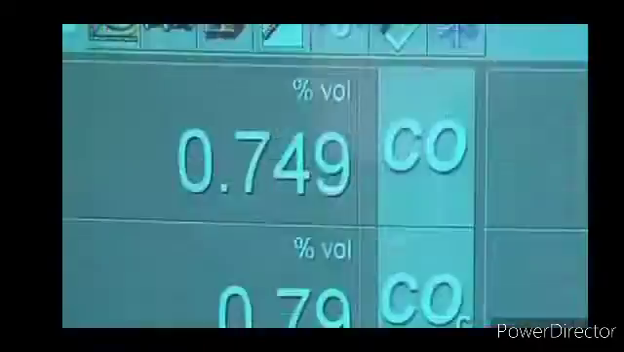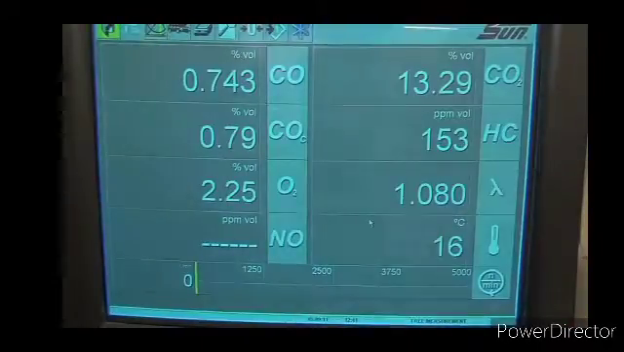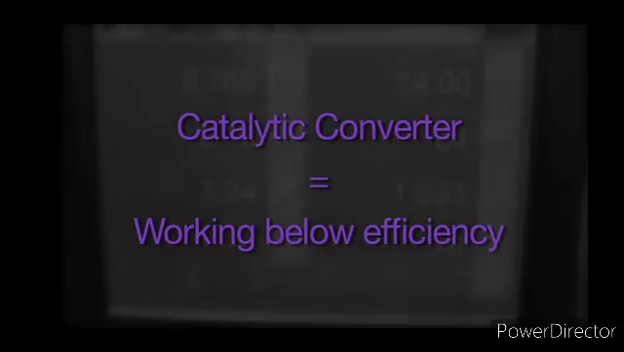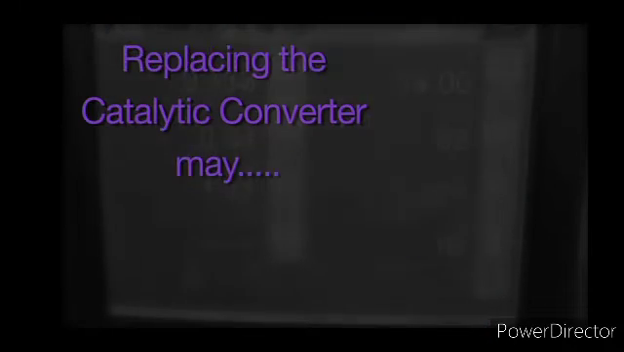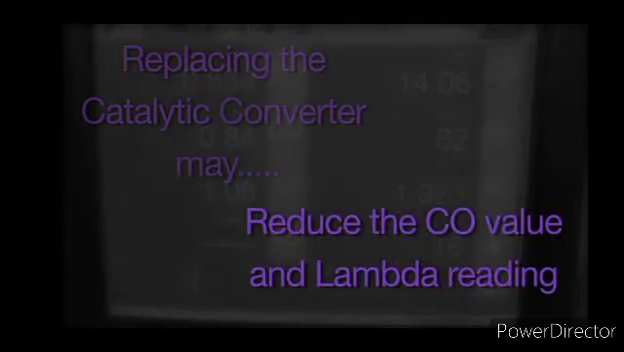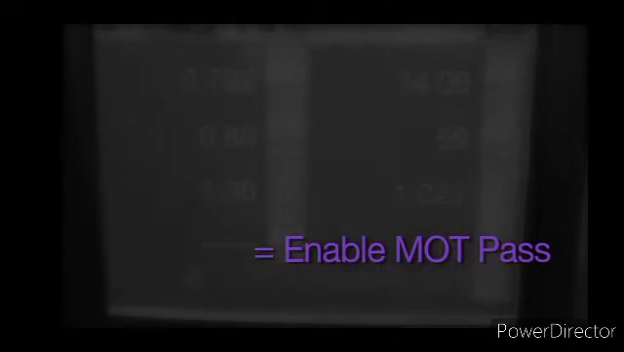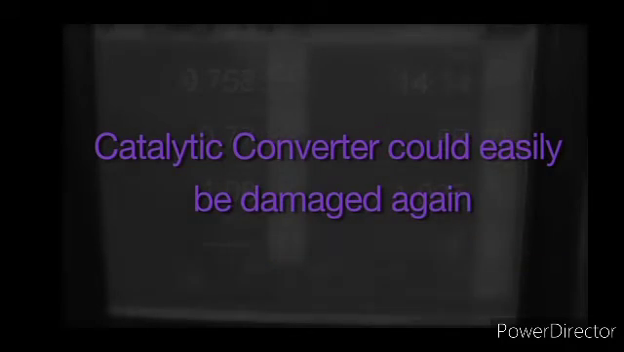This vehicle failed the MOT test. This vehicle shows the catalytic converter working below efficiency. Replacing the catalytic converter may reduce the CO value and Lambda reading and enable an MOT pass. The catalytic converter could easily be damaged again.